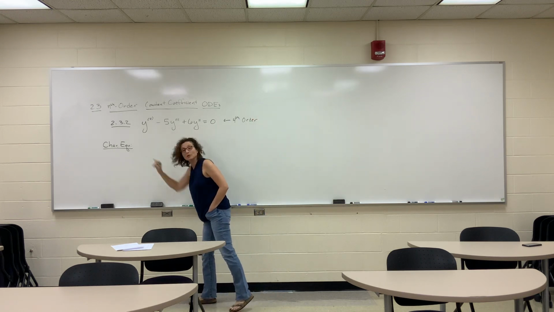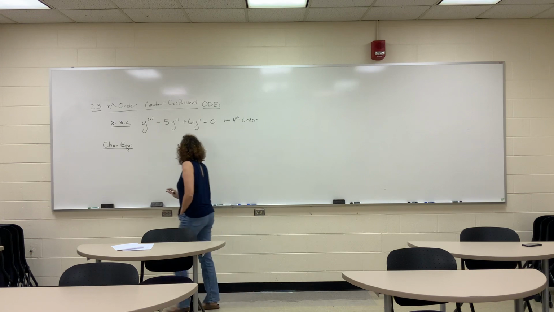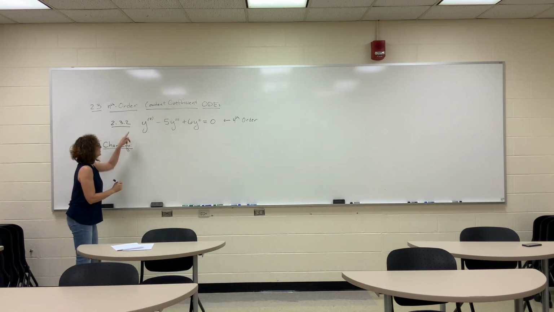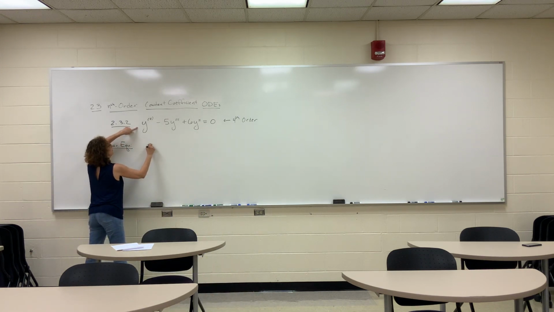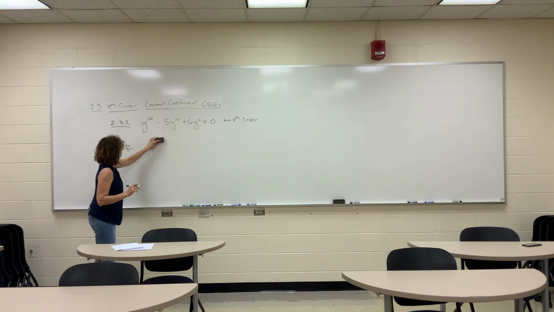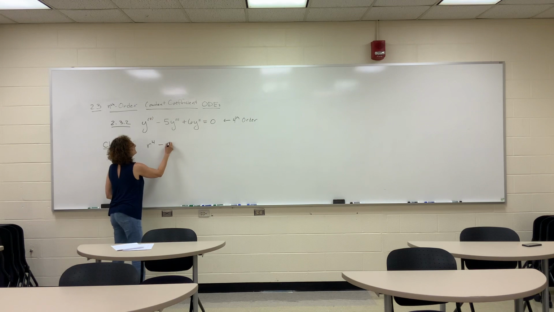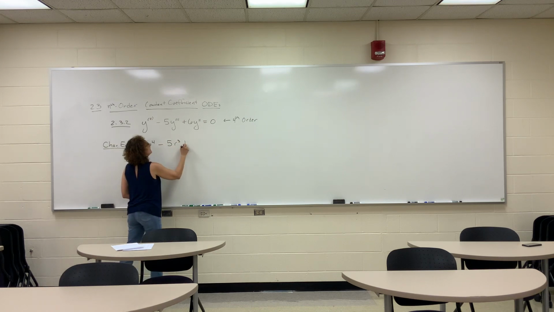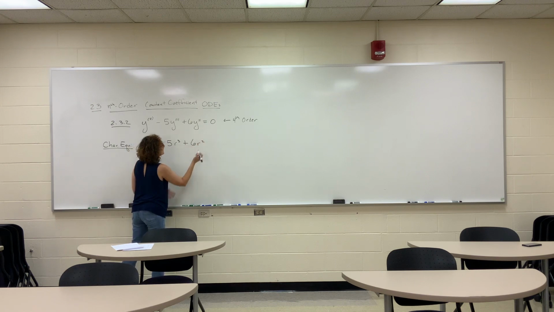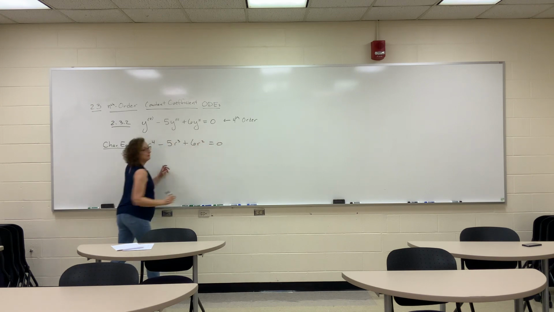ODE with constant coefficients, right? Okay, so what's the characteristic equation? What are we going to get out of this? Good. r to the 4th minus 5r cubed plus 6r squared, we're done, equals 0, right?